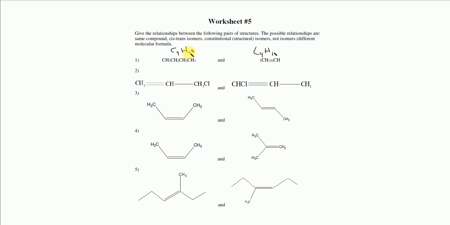They have the same molecular formula, so they can be isomers. They're not completely different compounds. If they were completely different compounds, say one had 5 carbons and one had 4 carbons, I can't compare them at that point. So now that I know they have the same formula and they're isomers of each other, I need to see what kind.